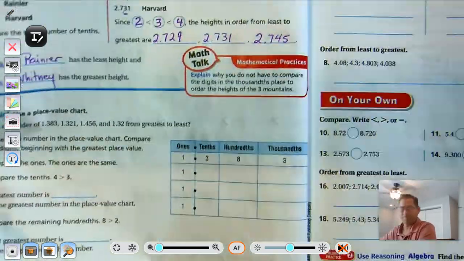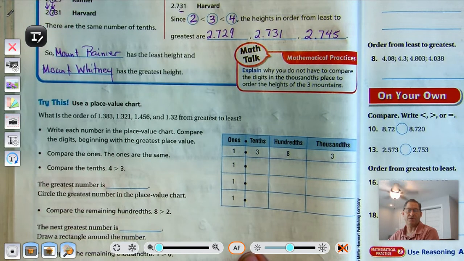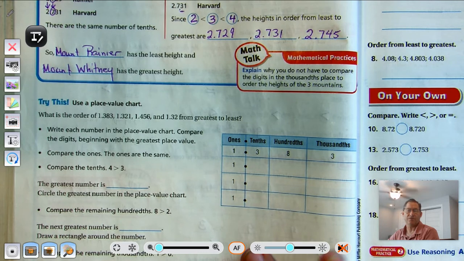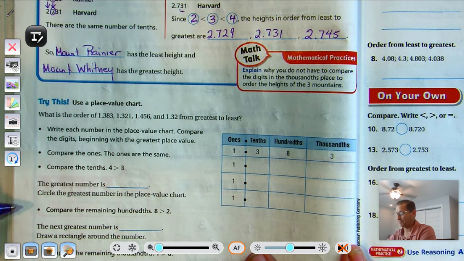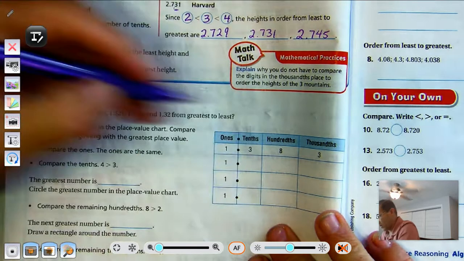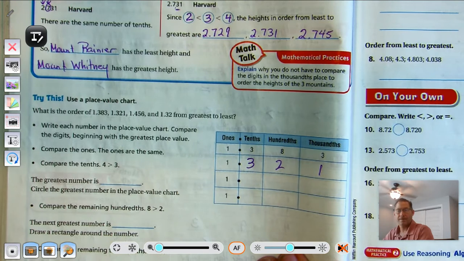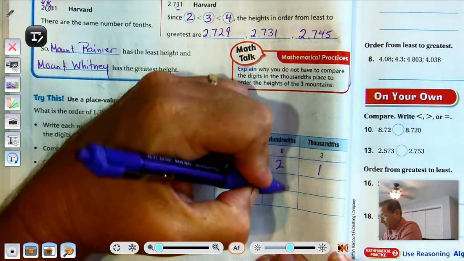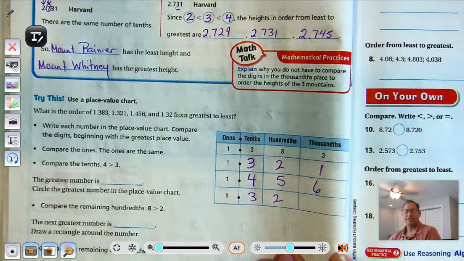Try this. All right, this time let's use the place value chart. What is the order of 1 and 383 thousandths, 1 and 321 thousandths, 1 and 456 thousandths, and 1 and 32 hundredths from greatest to least? Well, what we have to do first is write each number in the place value chart. So 1 and 383 thousandths is already written for us. Let's write 1 and 321 thousandths. Then 1 and 456 thousandths. And 1 and 32 hundredths.